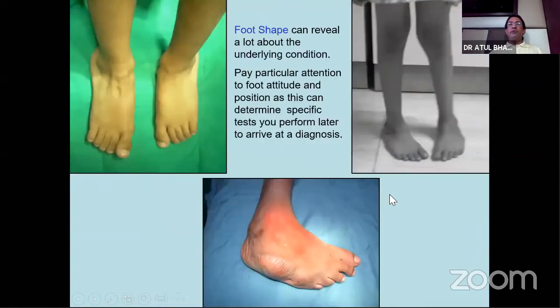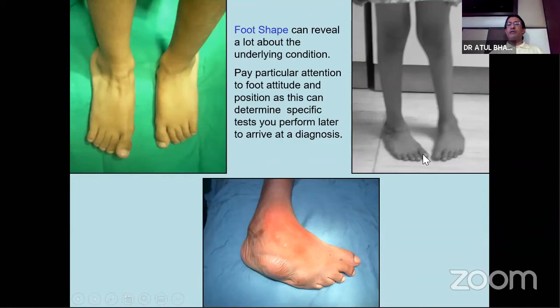And then in the weight bearing position, you must look at the weight bearing stance, look at the lateral border, the medial border, look at the tendon prominence, look at the midfoot if there's any collapse, and look at the great toe. So you must comment on the attitude of the foot in standing.